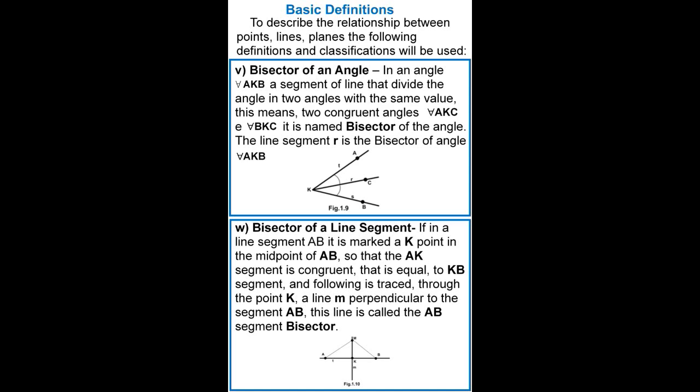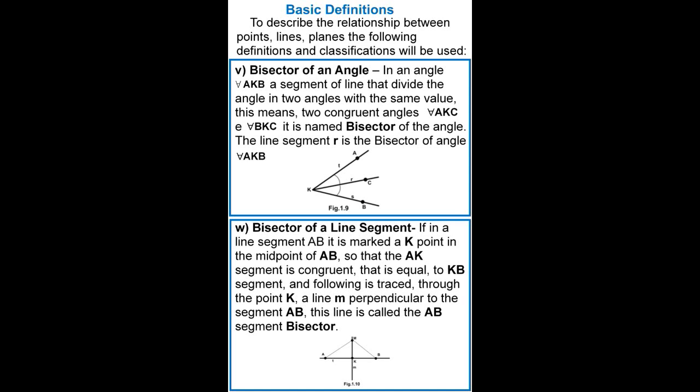This slide shows the definition of a bisector of an angle and bisector of a line segment. In the first part of the slide, there is an angle AKB and the aligned segment KC divides the angle AKB into two angles of equal values, AKC and BKC. The segment of a line KC that divides the angle into angles of equal value is called the bisector of the angle. The figure 1.9 shows the bisector of the angle, KC.